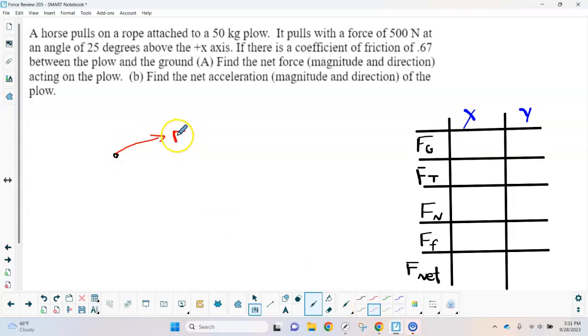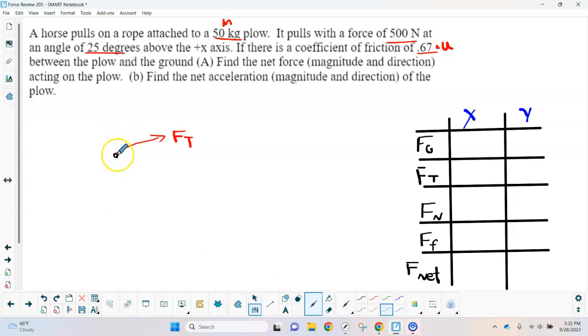So there's tension in the rope that the horse is pulling on. And we know the amount and the angle, so that is useful. 50 kilograms, that's the mass of the plow, so we'll use that later. It says there's a coefficient of 0.67, that's the coefficient of friction, so that's mu. And now we just have to finish up with the free body diagram.